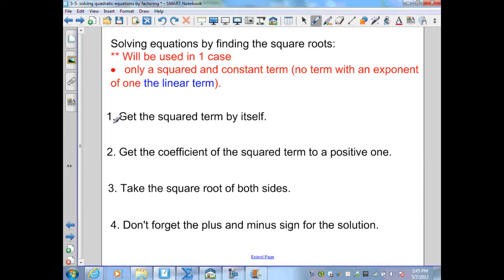Number 1, we want to get the squared term by itself. Number 2, get the coefficient of the squared term to a positive 1. Number 3, take the square root of both sides. Number 4, don't forget the plus and minus sign for the solution.